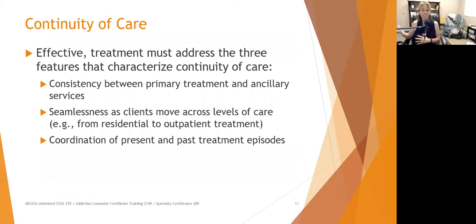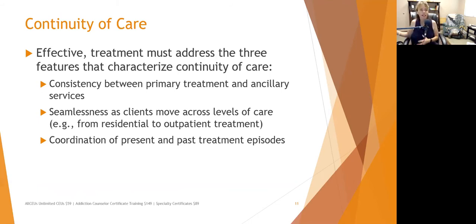There needs to be seamlessness as clients move across levels of care. So if they go from residential to IOP, again, when they show up for IOP, the clinician needs to be expecting them, not go, who are you? That doesn't go over well, trust me. So we need to make sure that paperwork is transferred and the transfer process goes smoothly. Ideally, there's actually a phone call or some sort of an email letting the receiving clinician know that the client is coming. So there's a nice warm handoff, and then the referring clinician has to follow up.